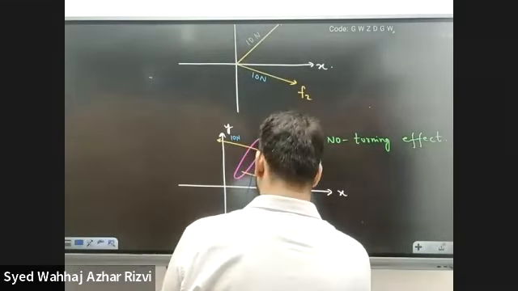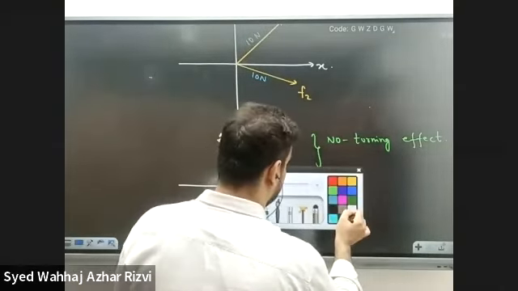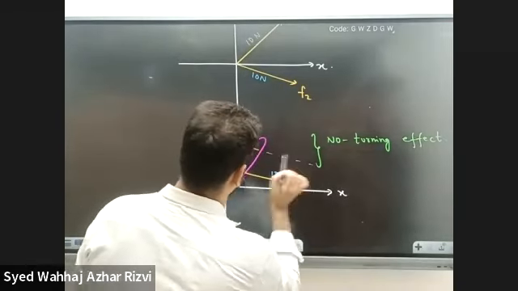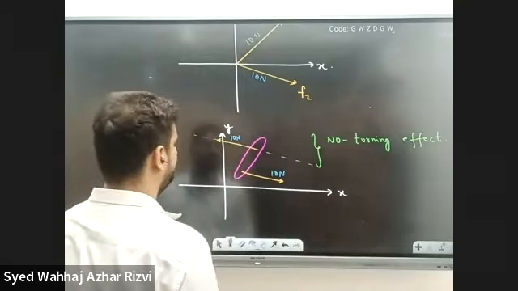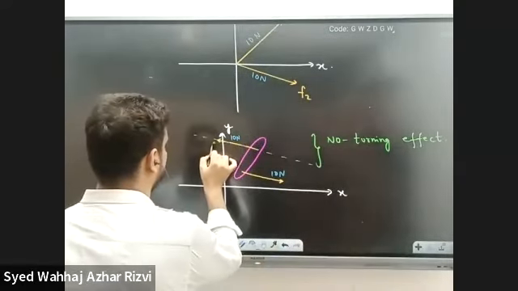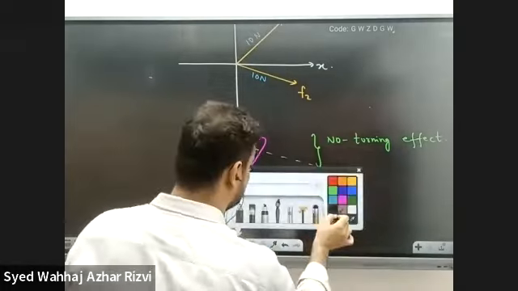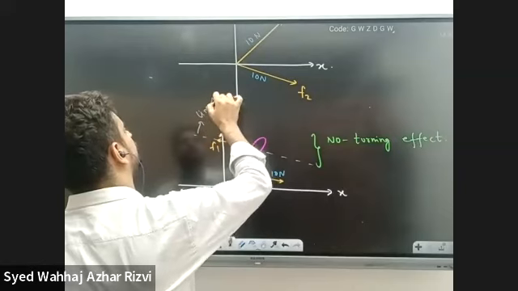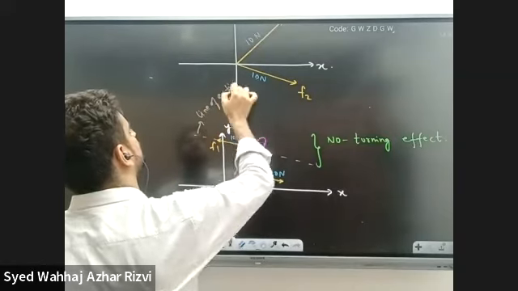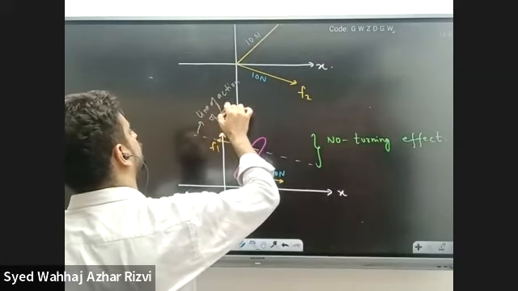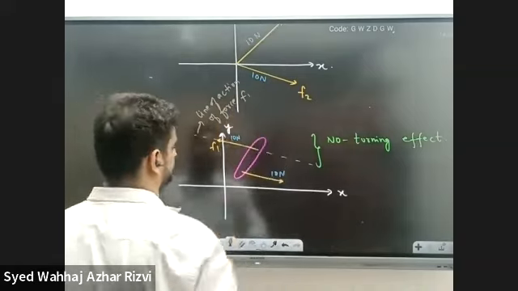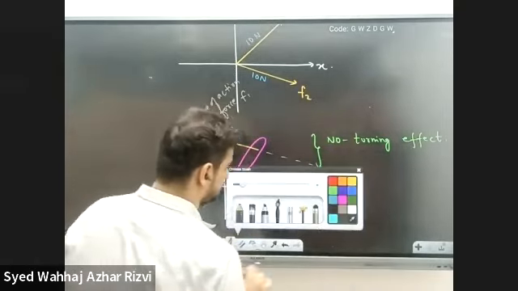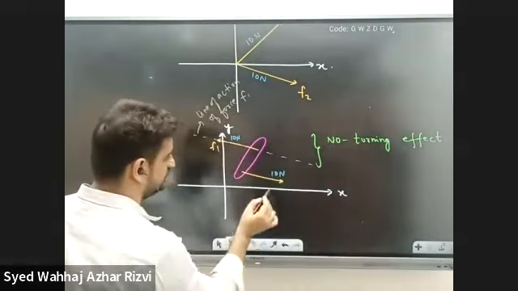So what we do, we can make a line like this. This is the line of action of force F1. Let's say this is force F1. And what does this line signify? It signifies the line of action of force F1, right? Also, we can draw like this as well.